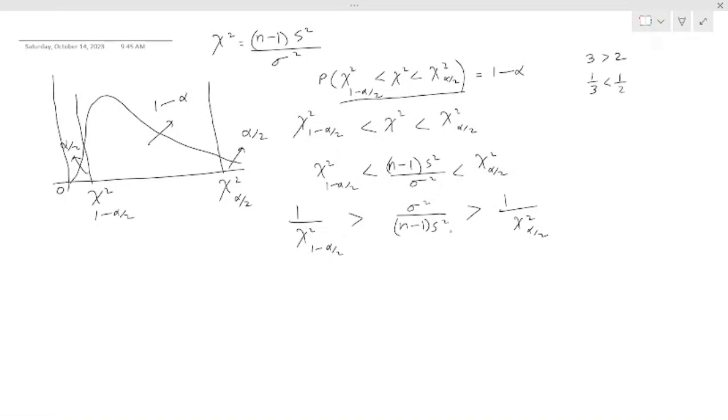Now we need to get this denominator factor, the divisor part, removed from the center, because we need sigma square alone to be there in the center. So for this, we multiply this inequality by the factor n minus 1 times s square.